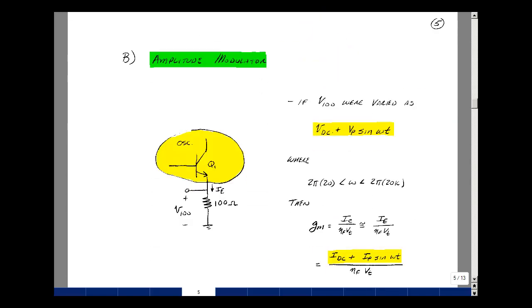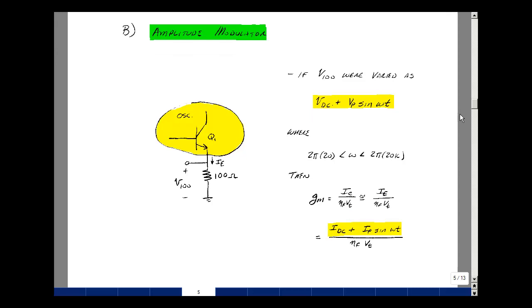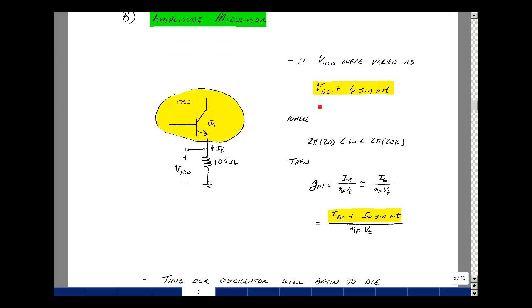Let's take a look at next how we're going to do amplitude modulation. Suppose that I introduce a voltage across this 100 ohm resistor that has a DC level and an AC riding on top of it. But this AC is our audio signal, somewhere between 20 hertz and 20 kilohertz. Now the gm of the transistor is roughly equal to I sub C divided by eta V sub T. Since the base current is small, the collector current is roughly the same as the emitter current. The current flowing in this resistor, which would be this voltage divided by 100 ohms, would be my current DC-wise, and then AC-wise, of course, divided by eta V sub T.